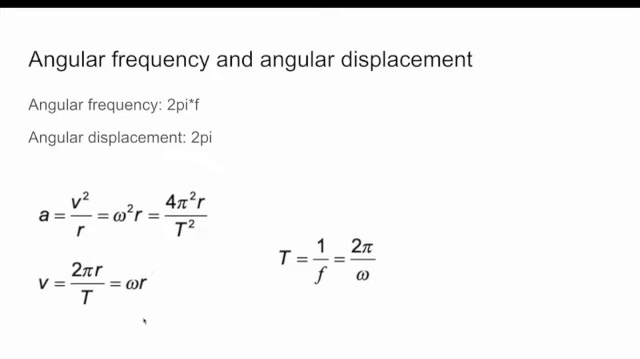And this again does apply, so linear acceleration is indeed linear velocity squared by r, which is indeed angular velocity squared times r, and that is indeed 4 pi squared r by t squared. So you can use these formulas in this chapter as well. And there are basically two conditions of simple harmonic motion.